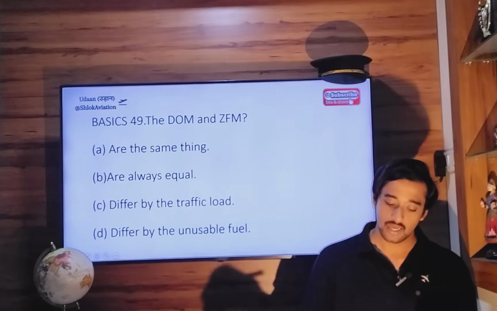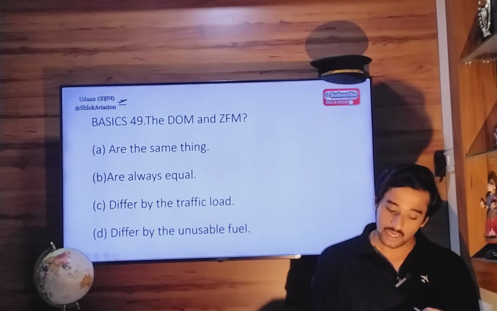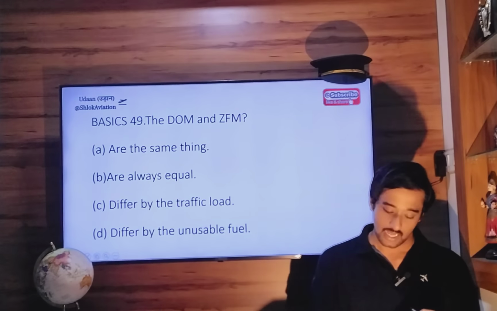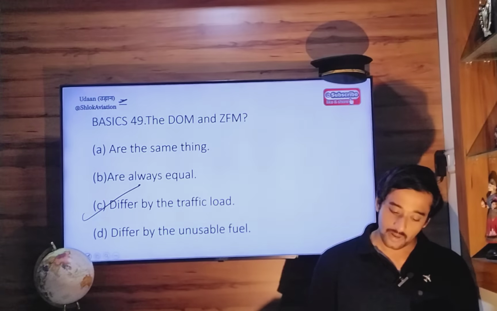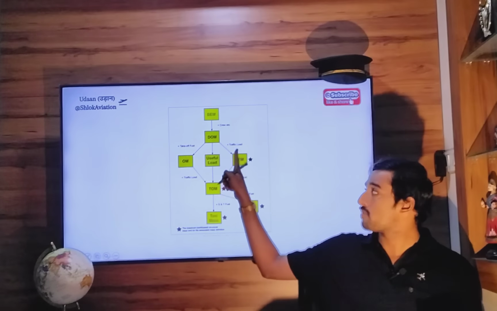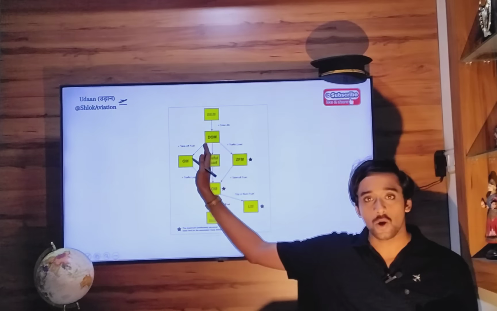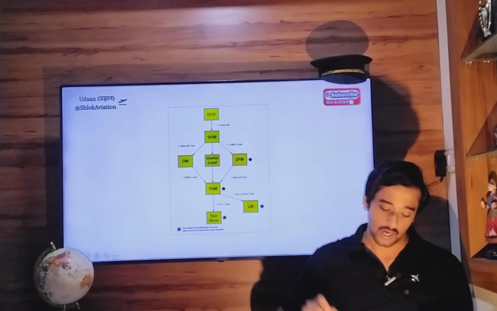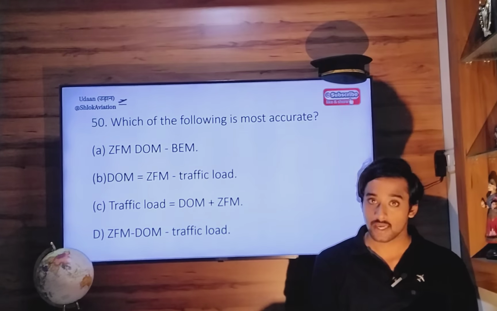So remember that. Next, the dome and zero fuel mass differ by traffic load. So remember, dry operating mass and zero fuel mass differ by traffic load. Traffic load is the link between dry operating mass and zero fuel mass. Next, which of the following is most accurate?